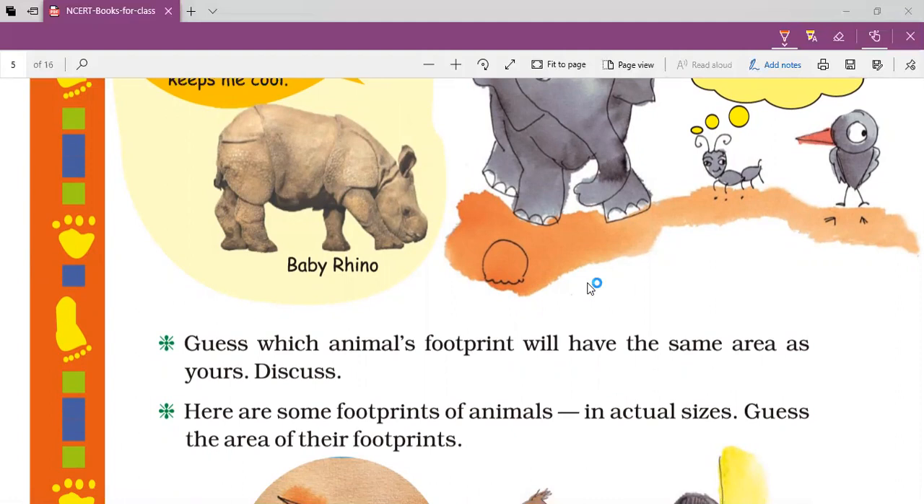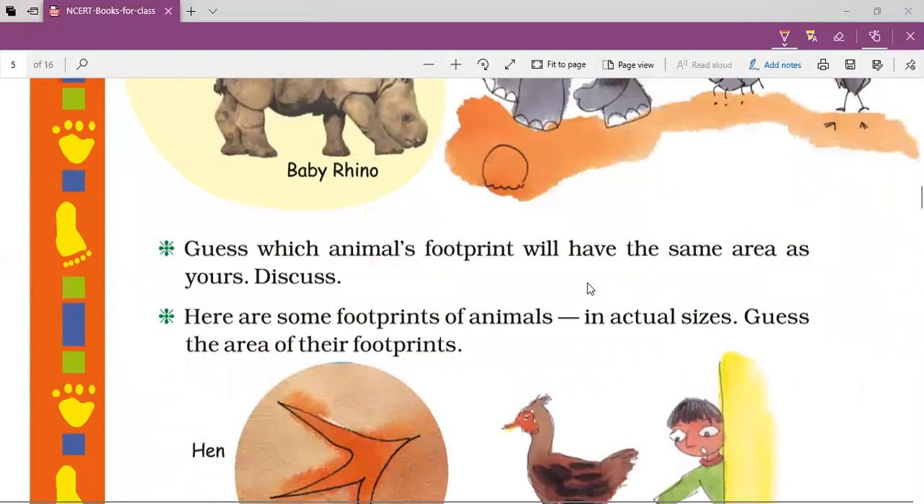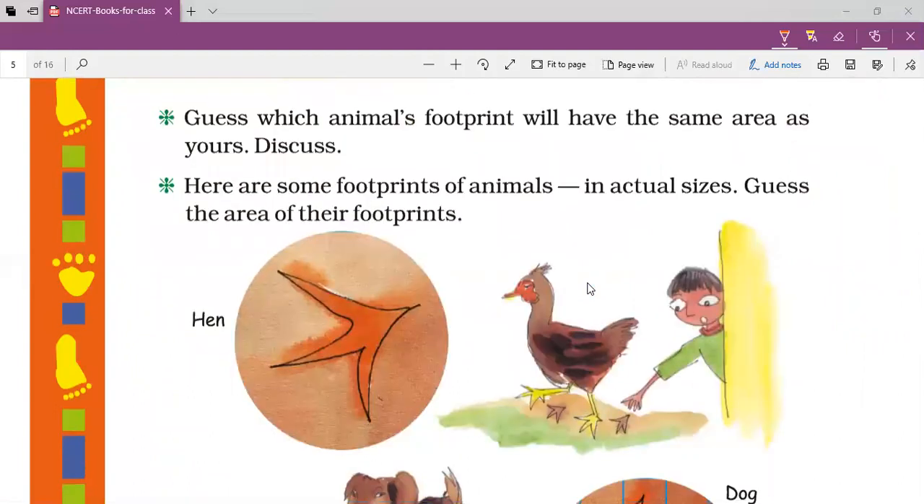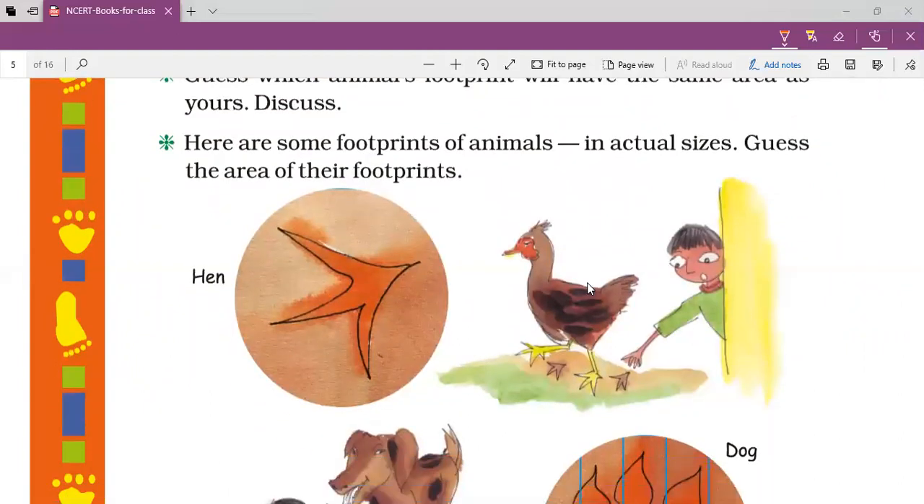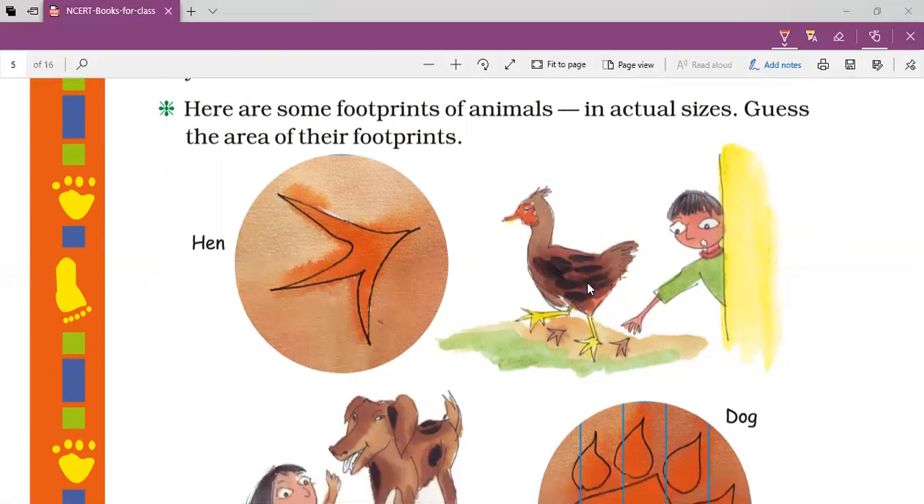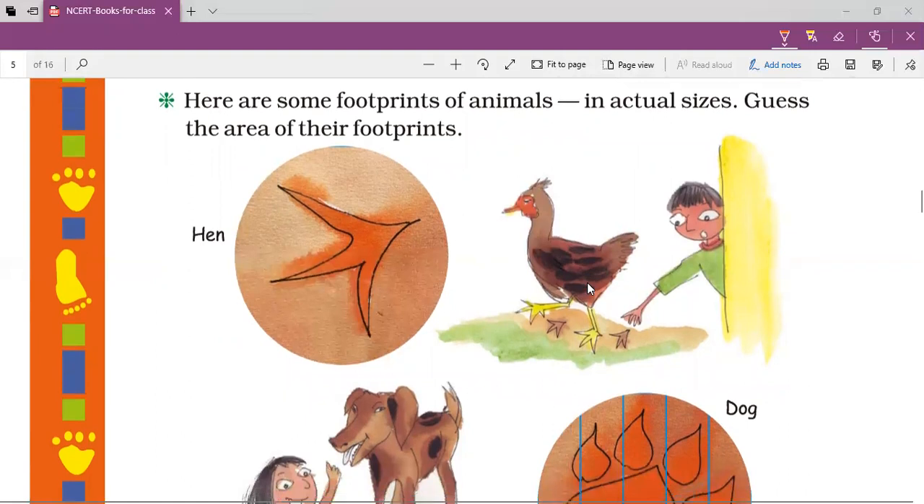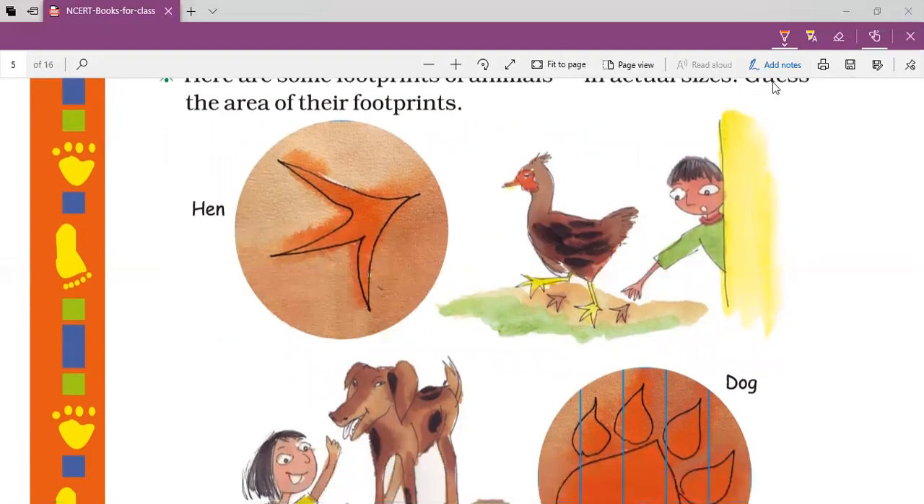Okay. Now we'll see for the birds. Here are some footprints of animals in actual sizes. Guess the area of their footprints. Now they have given the hen. So what you have to do is take a scale and pencil.